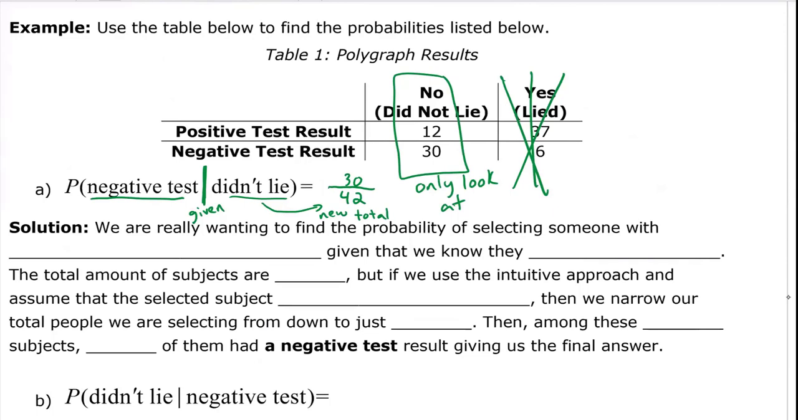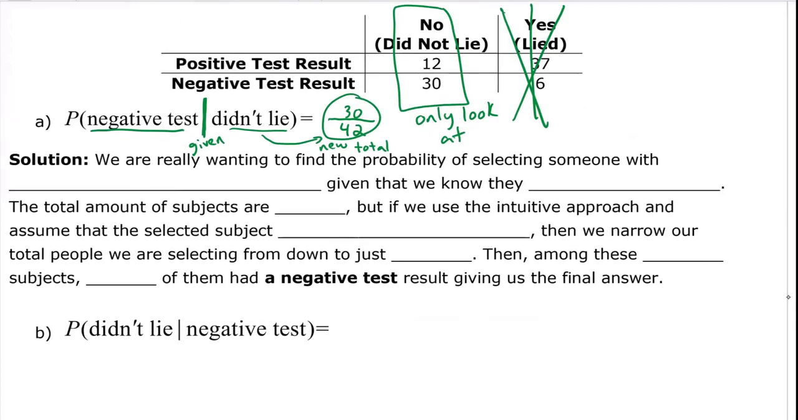So you cover up the lie people because, if you're given they didn't lie, you're not even interested in the liars. You're only interested in the did-not-liars. So you're only going to look at 42 people. I just cover it up or cross it out so I don't even see it. And then of those 42 people, how many had a negative test? This is the only kind of problem where you're actually changing the denominator. Most of the time, the total has been our denominator, except for these problems, where it changes. So it definitely takes a little practice to get the hang of these.